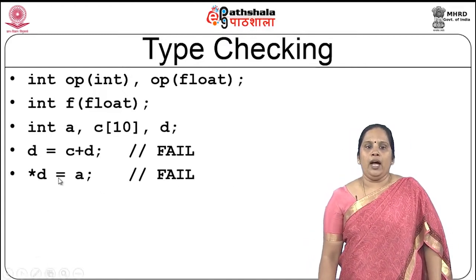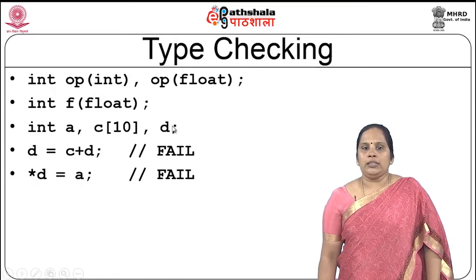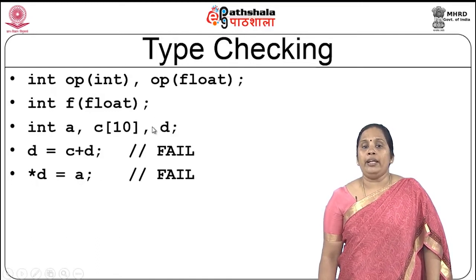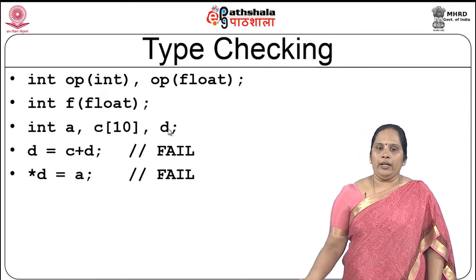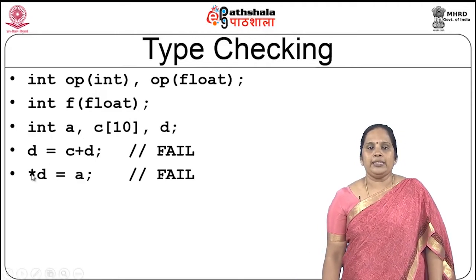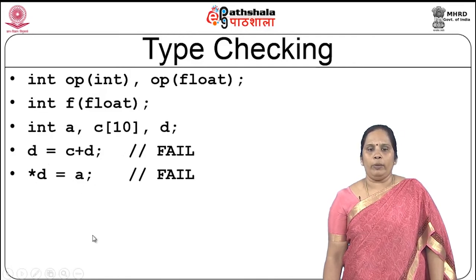The second one is star D is equal to A. Now star D means I am trying to dereference D, but D is already an integer, so I cannot dereference D. So star D is equal to A is also going to be a failure.